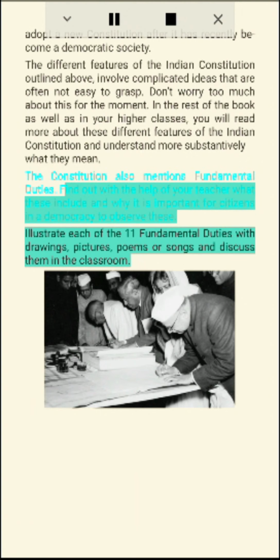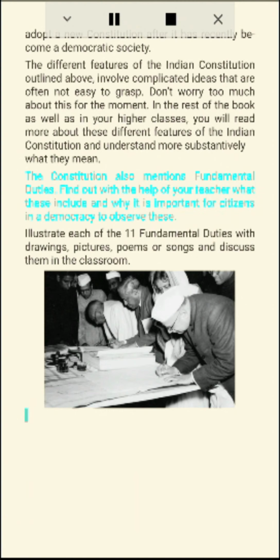Find out with the help of your teacher what these include and why it is important for citizens in a democracy to observe these. Illustrate each of the 11 fundamental duties with drawings, pictures, poems, or songs and discuss them in the classroom. The above photos show various members of the Constituent Assembly signing a copy of the Constitution at its final session on the 24th of January 1950.